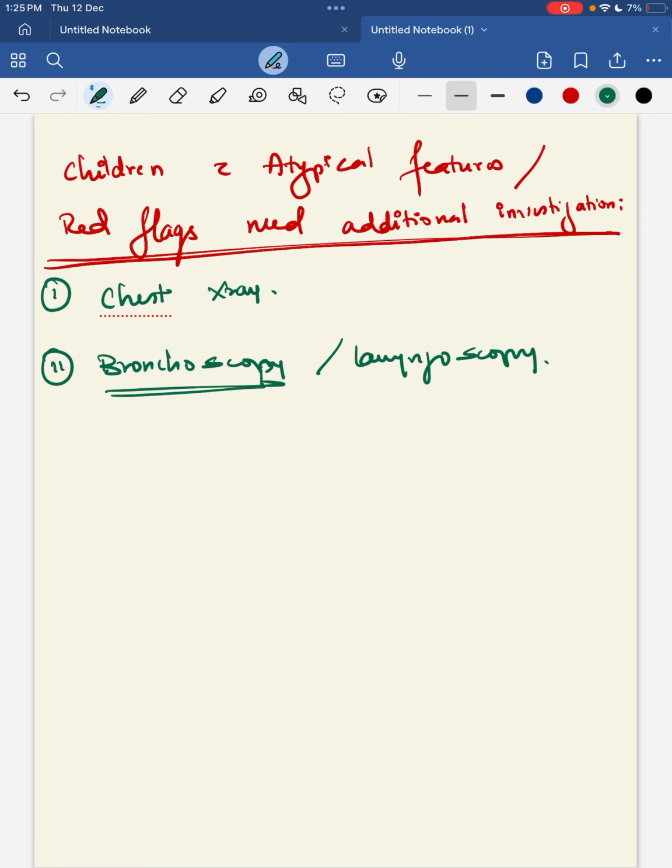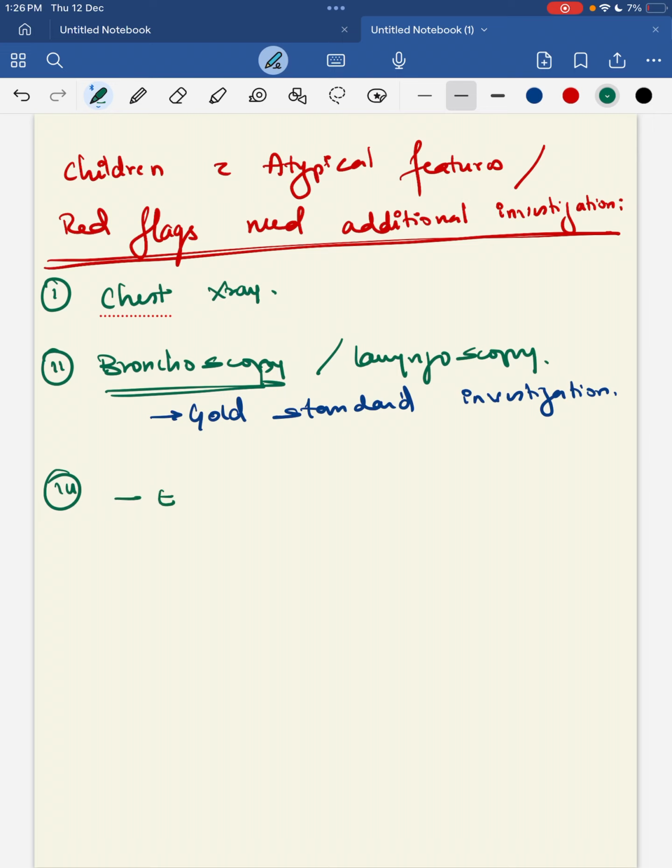Third one. Other conditions that require further investigation can be your echo, CECT chest, and next you can do another called drug induced sleep endoscopy study. Fourth will be your polysomnography. So these are the other additional investigations which the child will require according to their red flag signs.